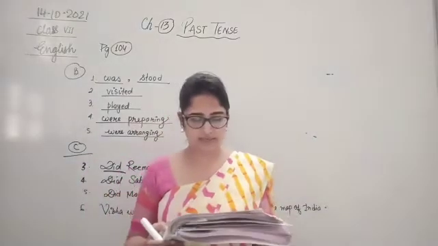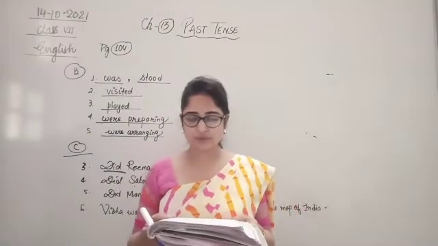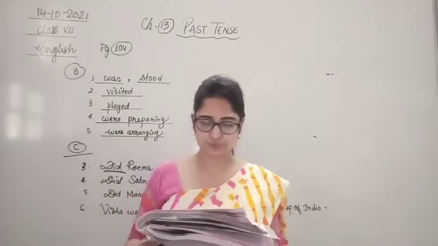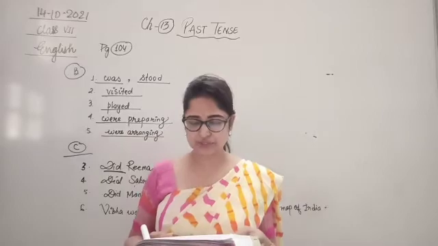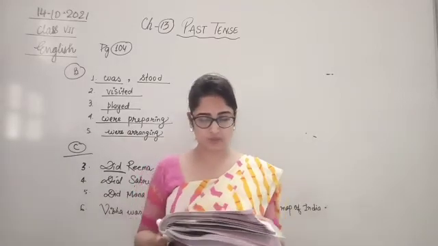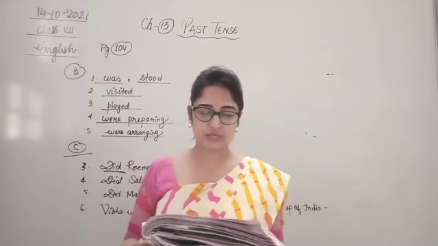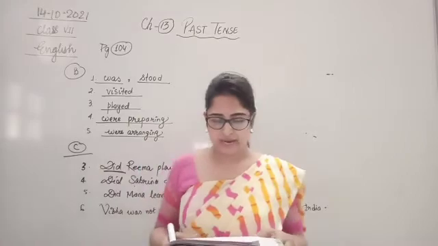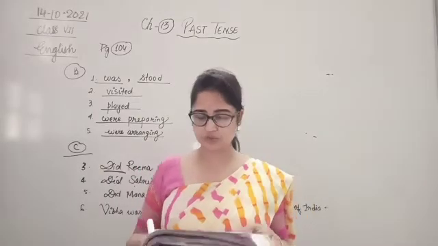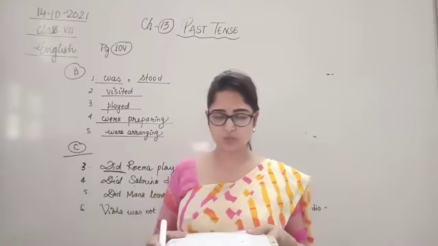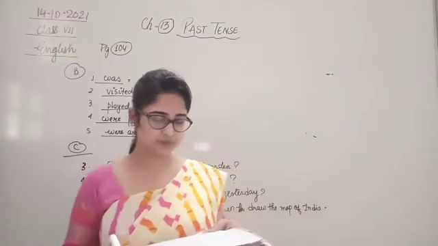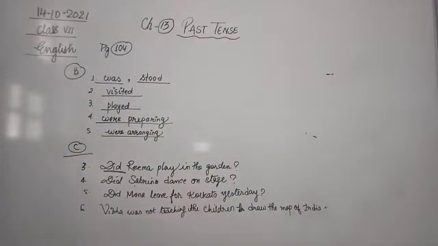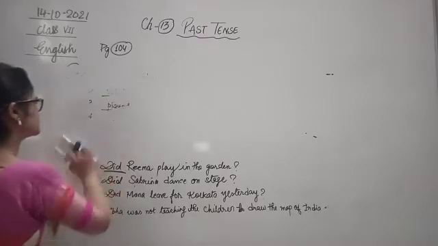Now, exercise D. Rewrite the following sentences in both negative and interrogative forms. The first one has been done for you. The train had left Kanpur station long ago. So, we are going to write in negative first. The train had not left Kanpur station long ago. Had the train left Kanpur station long ago? Interrogative. Now, children, we are going to write from number 2 onwards. Exercise D now, children.